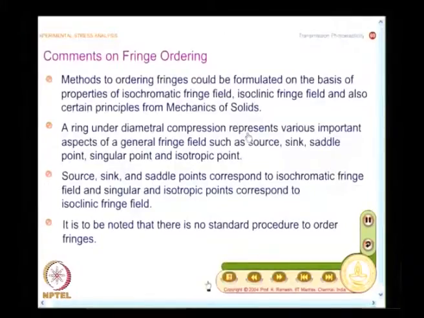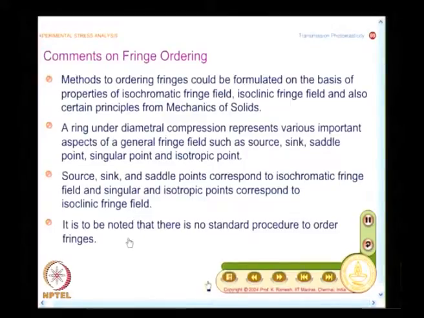And we have seen in the case of photoelasticity, you have many important fringe field features such as source, sink, saddle point, singular point and isotropic point. And also mention that source, sink and saddle correspond to properties of isochromatic fringe field, singular and isotropic points correspond to isoclinic fringe field.